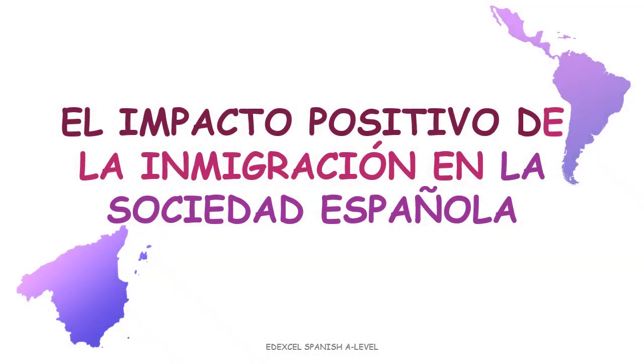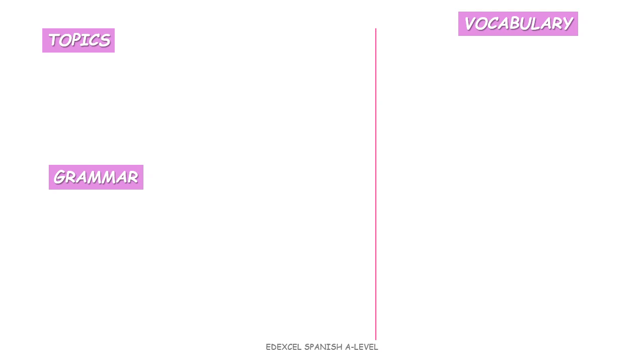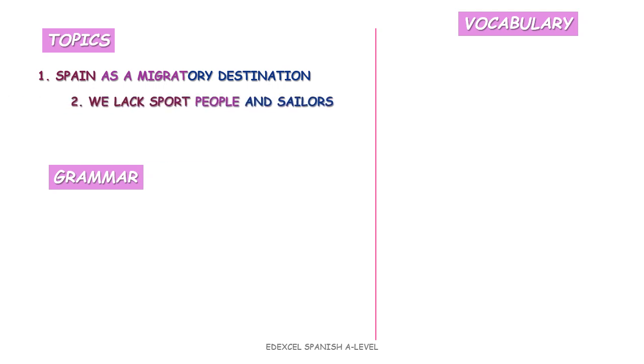Hola, ¿qué tal? In this video we're going to revise Unit 7, el impacto positivo de la inmigración en la sociedad española. As you already know, we will revise the topics, grammar and vocabulary. When it comes to the topic, we're going to look at Spain as a migratory destination, if Spain really lacks sport people and sailors, and we will finish with a proper Arabic dessert.